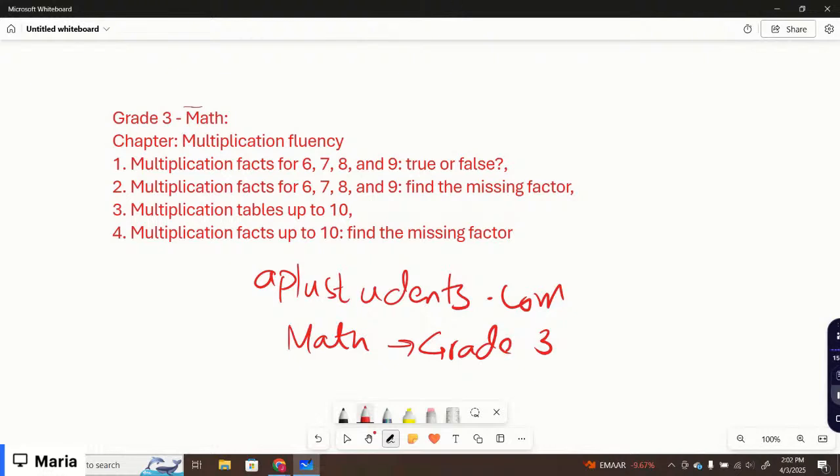So please make sure you have your notebook and pencil so that we can note down the important examples and definitions as well.